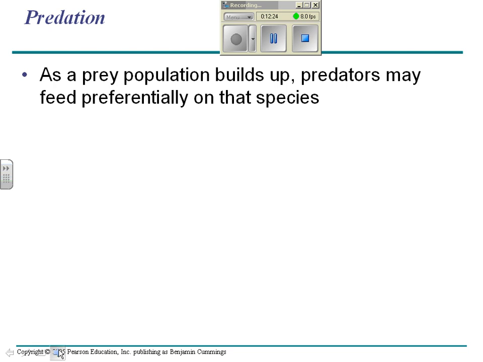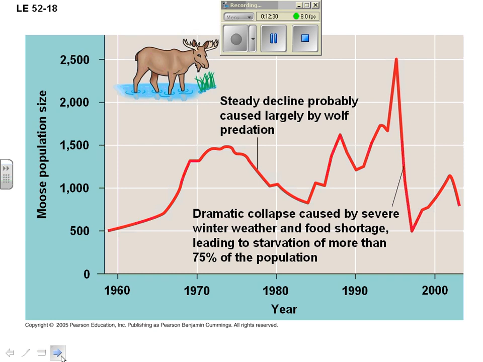Of course, as prey population grows, predators can feed on them. And so you see what happened here is that we have predation on the moose on Isle Royale. Here was a severe weather. That would be density-independent. Okay, it didn't matter how many there were. The winter was severe winter weather and food, but this is a predator population that's done this in the moose.